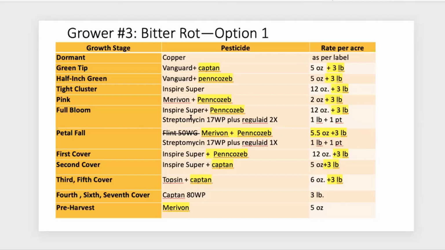So that means that the pathogen that is causing bitter rot is infecting earlier than we thought. We used to think that it didn't start infecting until now, and in fact, we pretty much are trying to cobble together the data to show that it's actually infecting as early as half-inch green, tight cluster, maybe even earlier. So please keep that in mind.